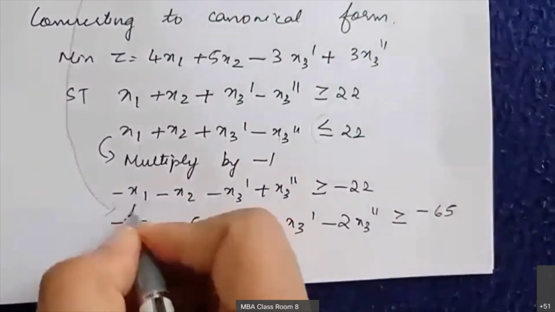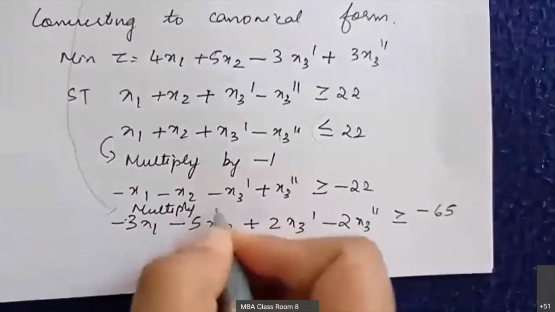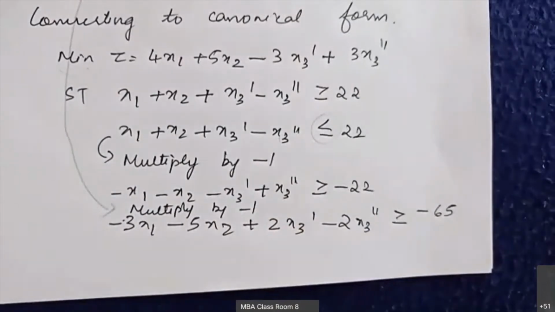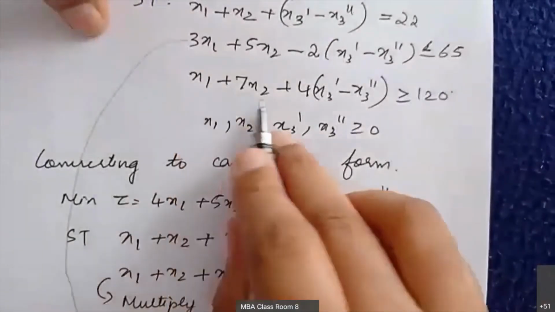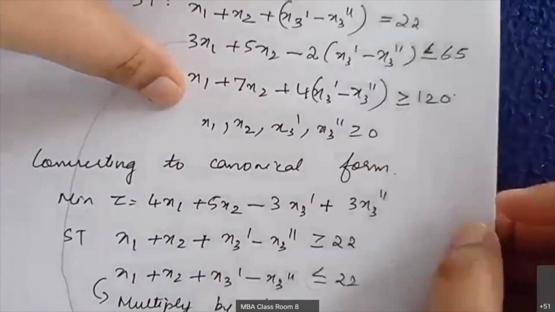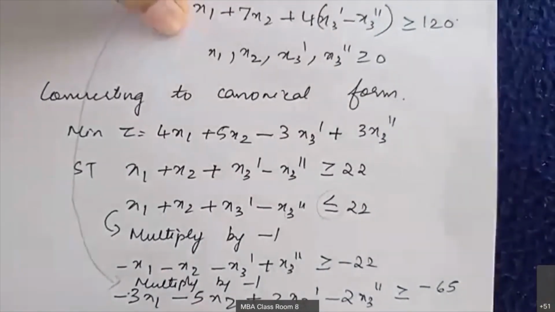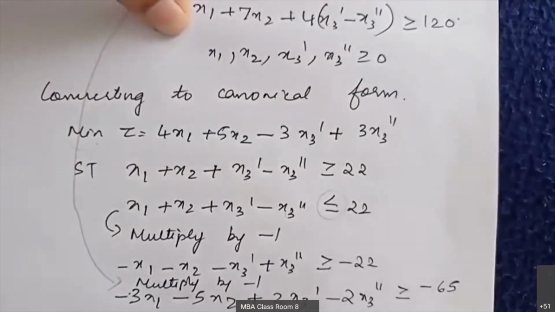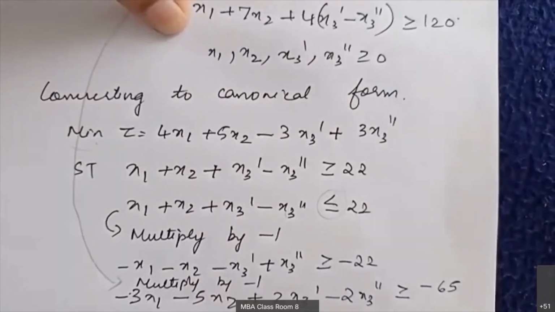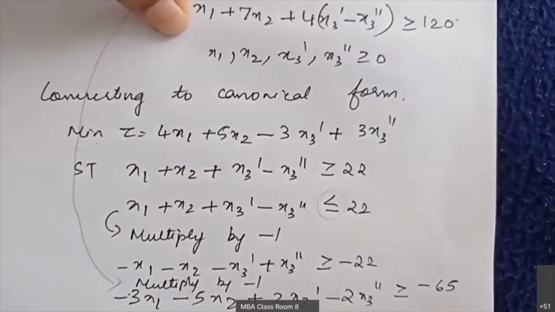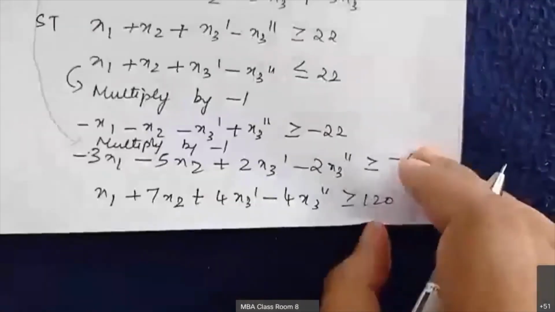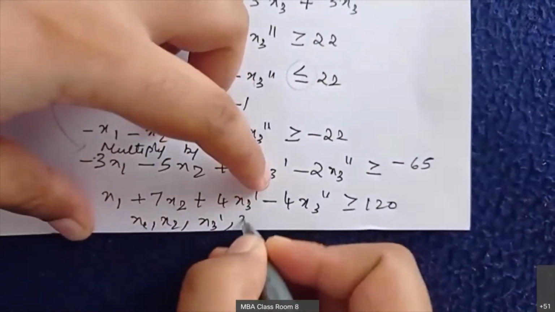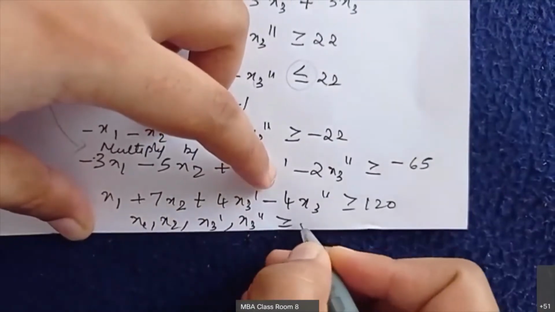Here we have multiply by -1. So that is how we got the third constraint. Now we have one more constraint here. This one is already of the form greater than or equal to, so we don't have to make any changes. Just write it down. x1 plus 7x2 plus 4x3 dash minus 4x3 double dash greater than or equal to 120. Now we have x1, x2, x3 dash, x3 double dash all greater than or equal to 0.